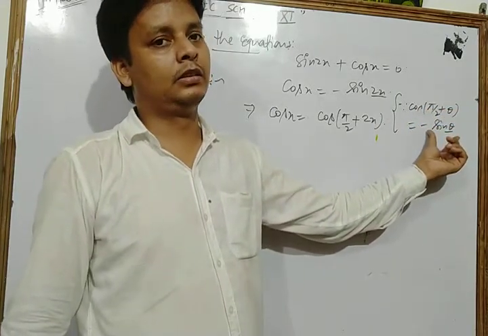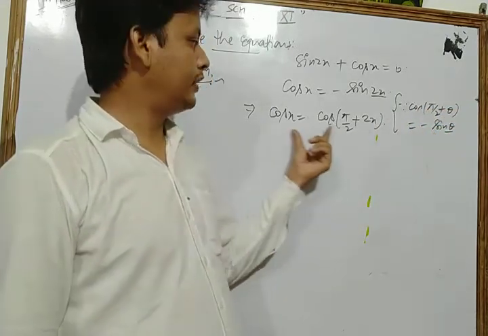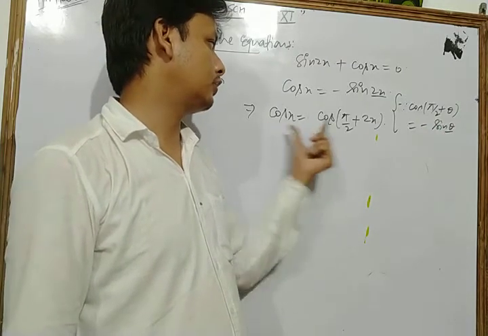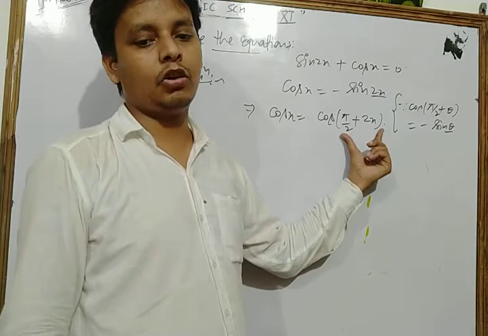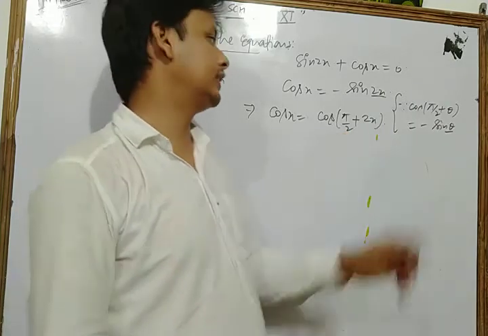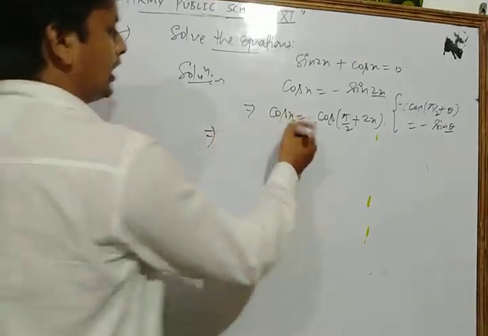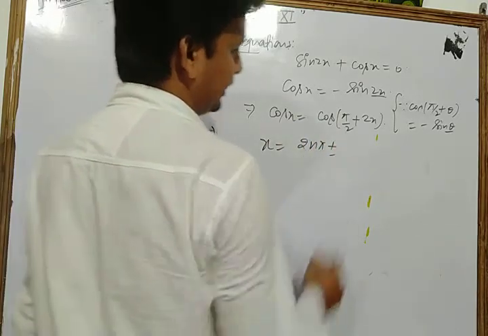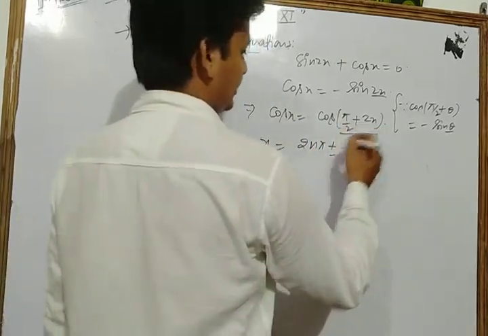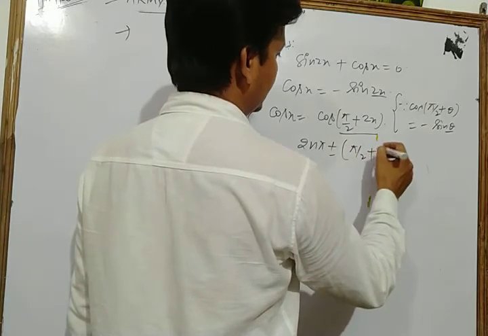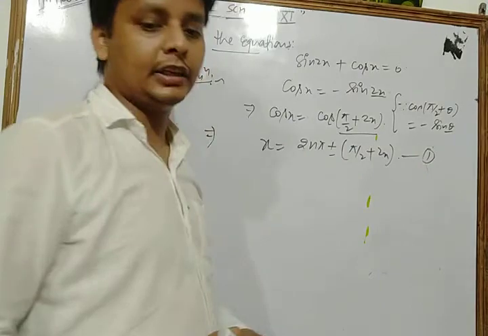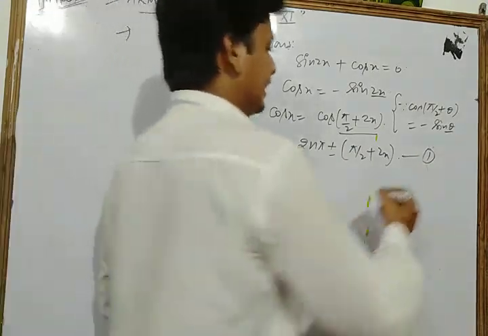Minus sin theta. So now we have the trigonometric equation in the form cos x is equal to cos alpha. So their general solution will be what? x is equal to 2n pi plus minus alpha, and alpha means this pi by 2 plus 2x. Take this as equation 1, and here n belongs to Z.